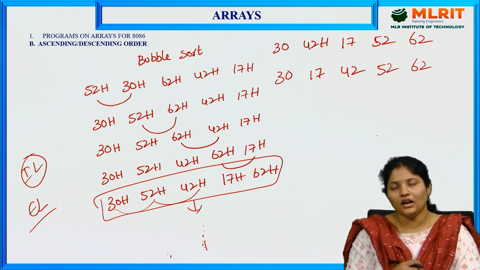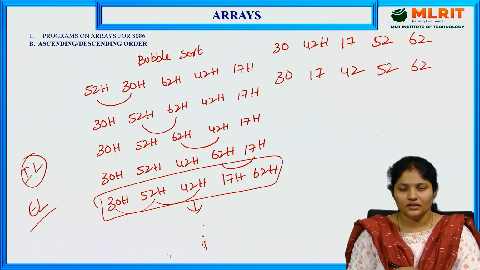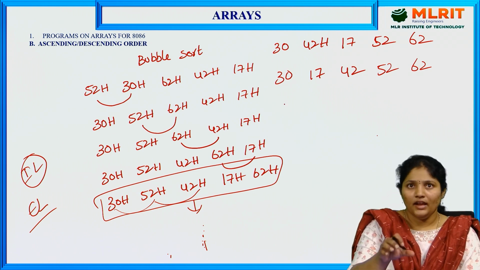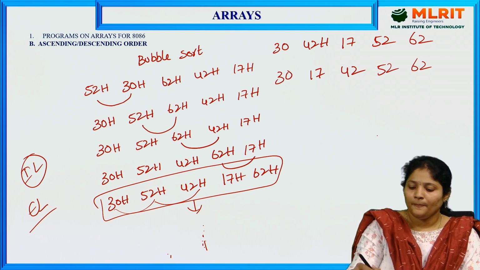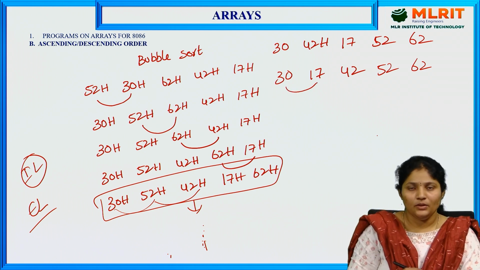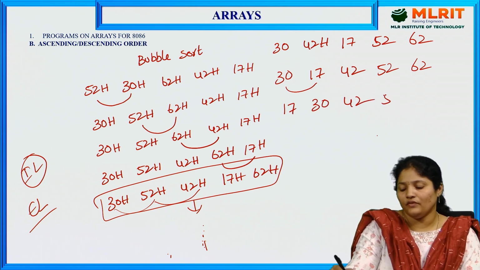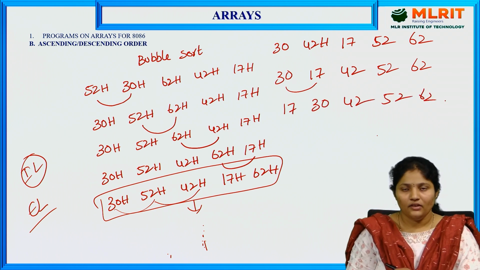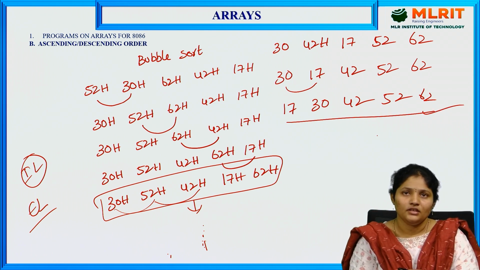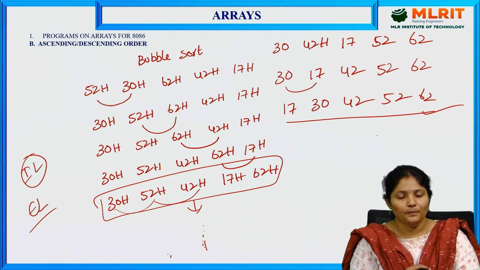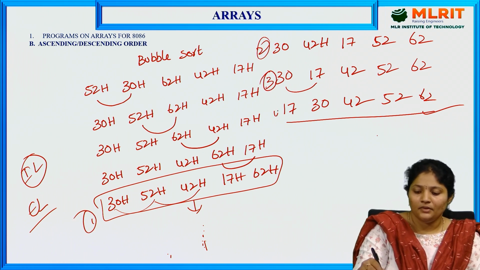So this is the third time we are executing the external loop. Again, are we getting the output? No, we are not getting the exact output. So again, we need to perform the external loop once again. For every external loop, the internal loop will be executed. So now this 30 and 17 will be compared. Yes, 17, 30 will be exchanged. 42, 52, 62. Yes, we are getting the exact ascending order sequence here. So how many times will the external loop be applied? This is one, first time, second time, third time, and fourth time.